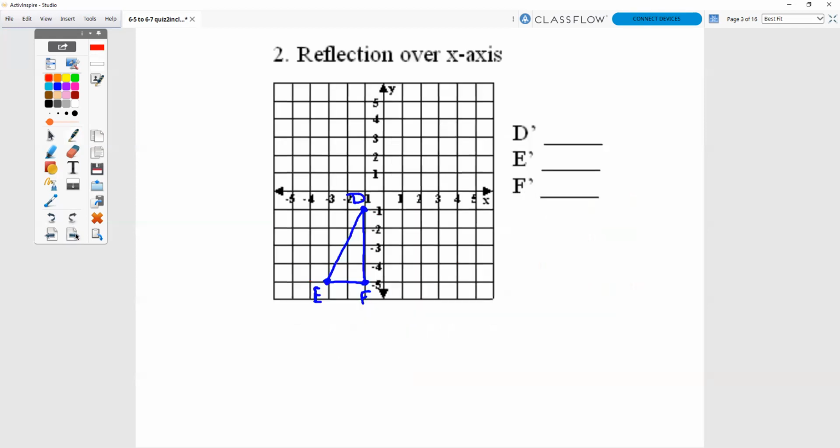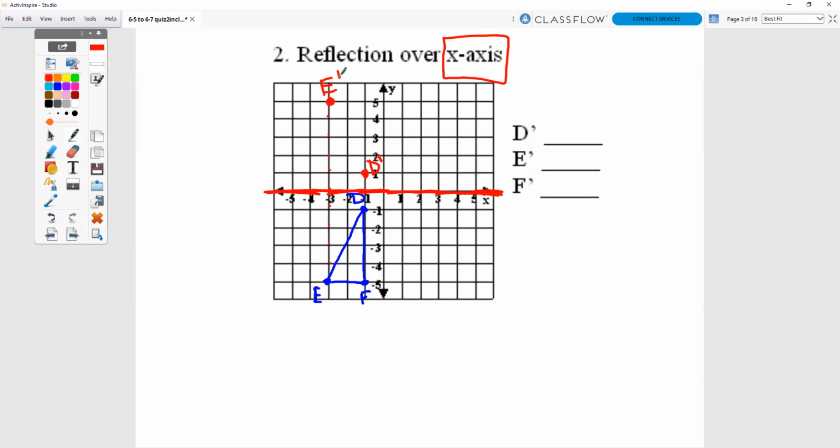In question number 2, you're doing a reflection, this time over the x-axis. So the first thing that I'm going to do is make that x-axis darker. That's the line that you're counting to and from. D is one place to the line, so it's one place away from the line. That's D prime. E is 1, 2, 3, 4, 5 places to the line. 1, 2, 3, 4, 5 places away from the line.